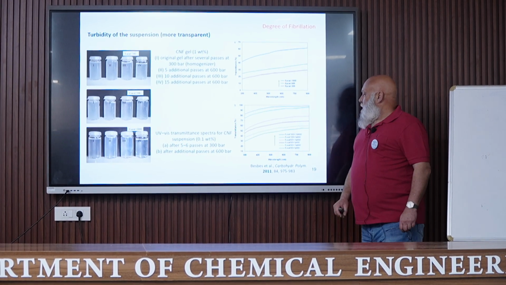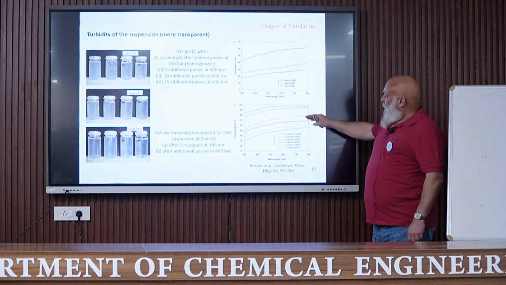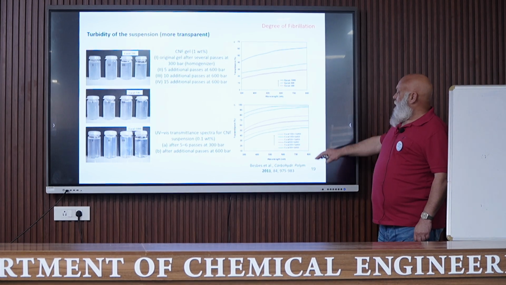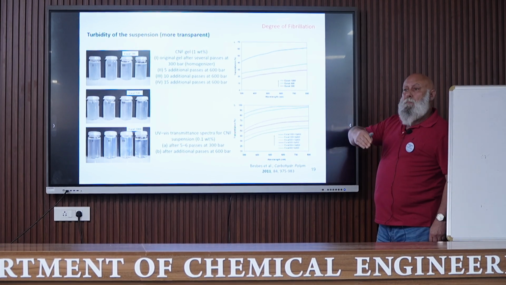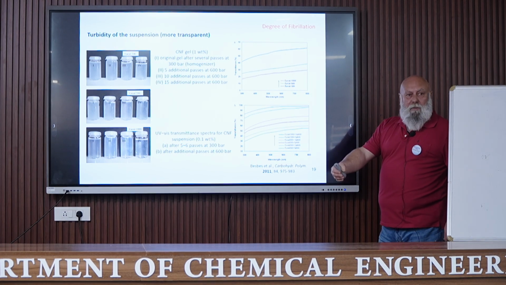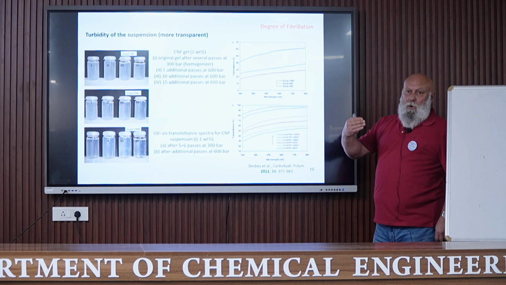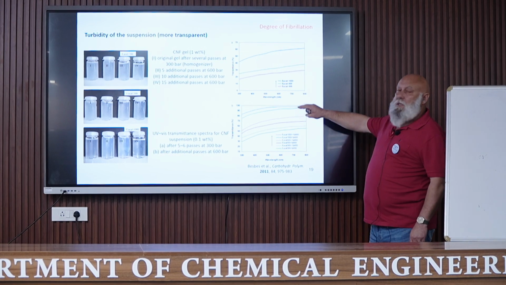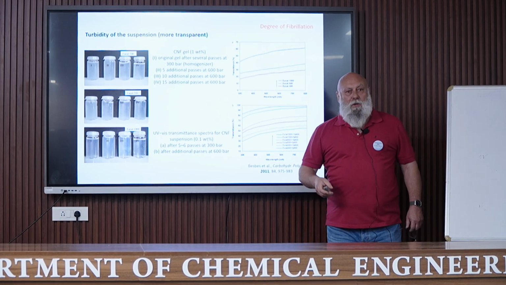Here, you can see some other samples, and what is observed here is that when the number of passes in the homogenizer increases, the material becomes more fibrillated, and the transmittance of the dispersion increases.